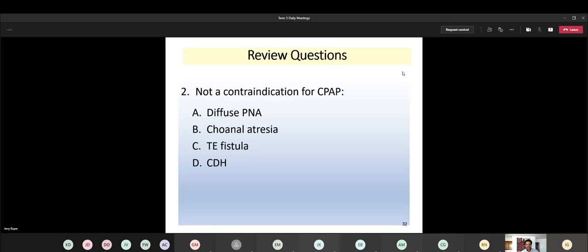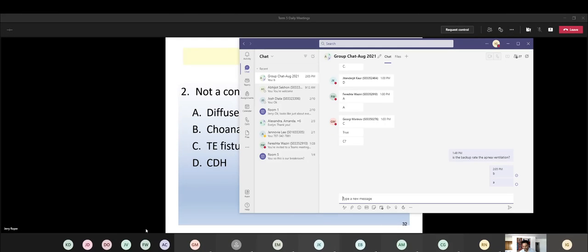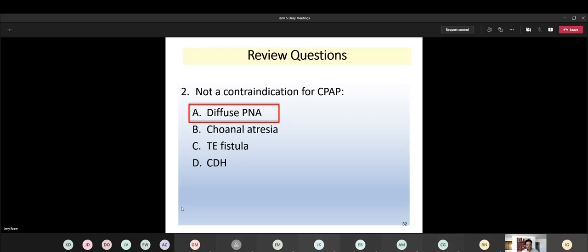Which one of these is not a contraindication? Right, that is an indication. If they've got pneumonia, then they've got oxygenation problems, and as long as they're able to still breathe and ventilate, CPAP should work just fine for helping to improve their oxygenation. But these other problems, the choanal atresia, the fistula, the congenital diaphragmatic hernia, stay away.